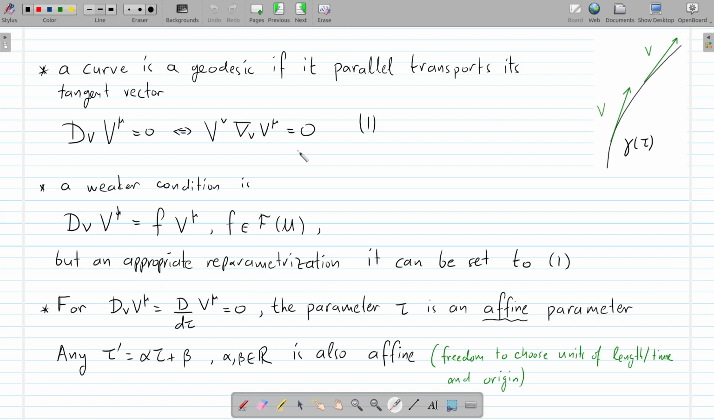So if we define a geodesic by a tangent vector that is kept constant along the curve, then the parameter of that curve is called an affine parameter. From the definition we see that if tau is an affine parameter, then alpha tau plus beta, for given real constants alpha and beta, also defines an affine parameter on that curve. And as physicists, we are quite happy with this property, since this just corresponds to the choice of unit of length or time along the curve and the origin of measurement of such length or time.